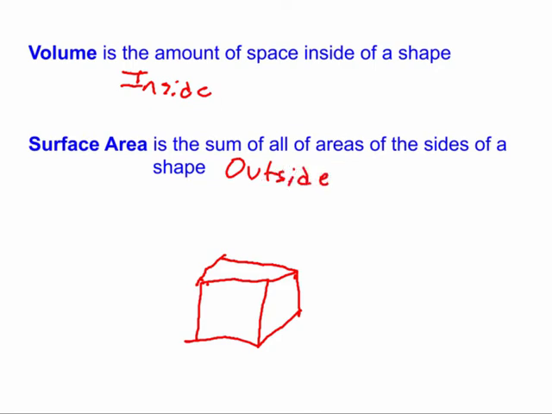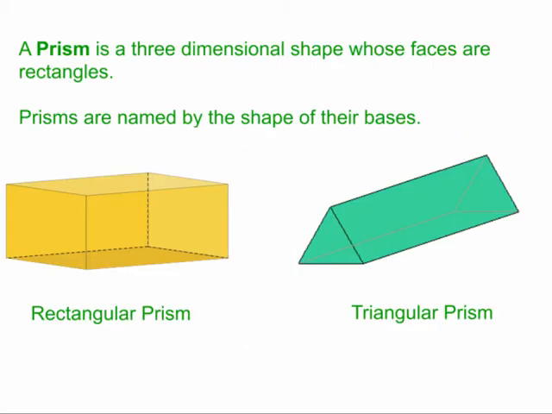All right, so let's talk about prisms. Prisms are three-dimensional shapes whose faces are rectangles. And prisms are named by the shape of their bases. So every shape has a base or a few bases, and faces, which are the sides.